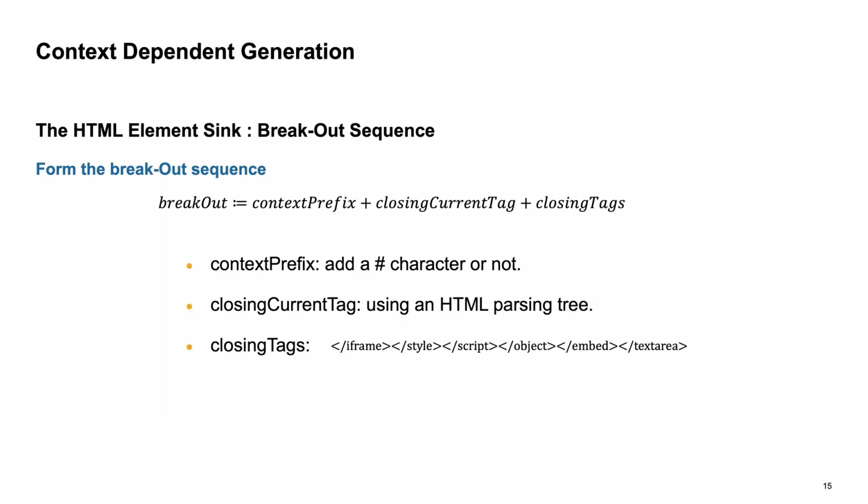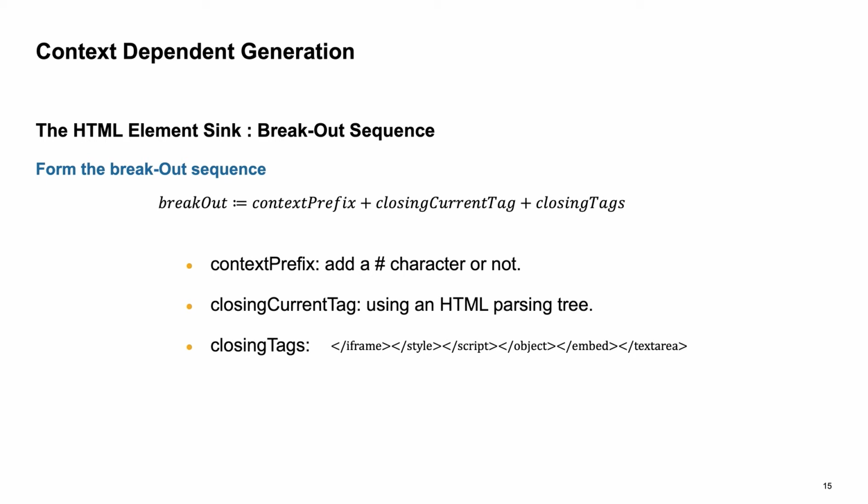So, let's see how we generate each part of the exploit, taking into account what we have seen till now. We start with the breakout sequence, and here we use two methods depending on the context category. For the HTML element sink, a breakout sequence consists of a context prefix, a closing current tag, and closing tags. The context prefix is either a hash or nothing, and it has to do with the injection place in the URL, which we will talk about later.